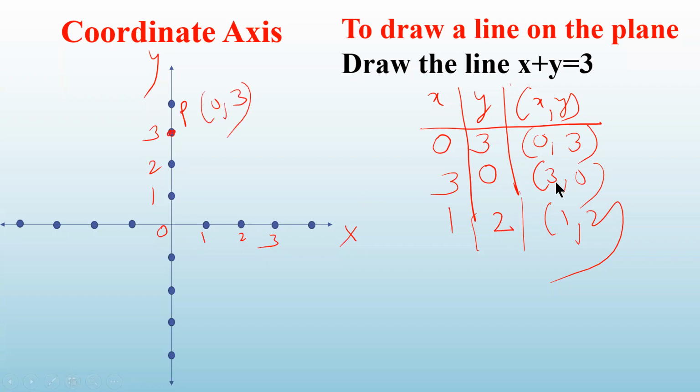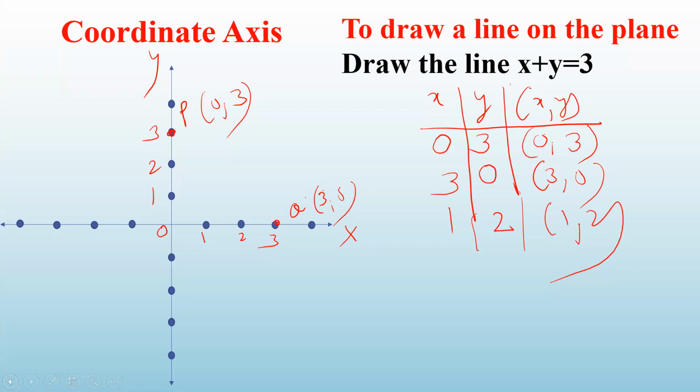Correct? What is the other point? (3, 0). So the x coordinate is 3, so I have to look on the x-axis. So here it is. And the y coordinate is 0. So this is the point which I may call Q. You can give any name to that, A, B, or P, Q, or whatever. This I don't need. I need only 2 points.